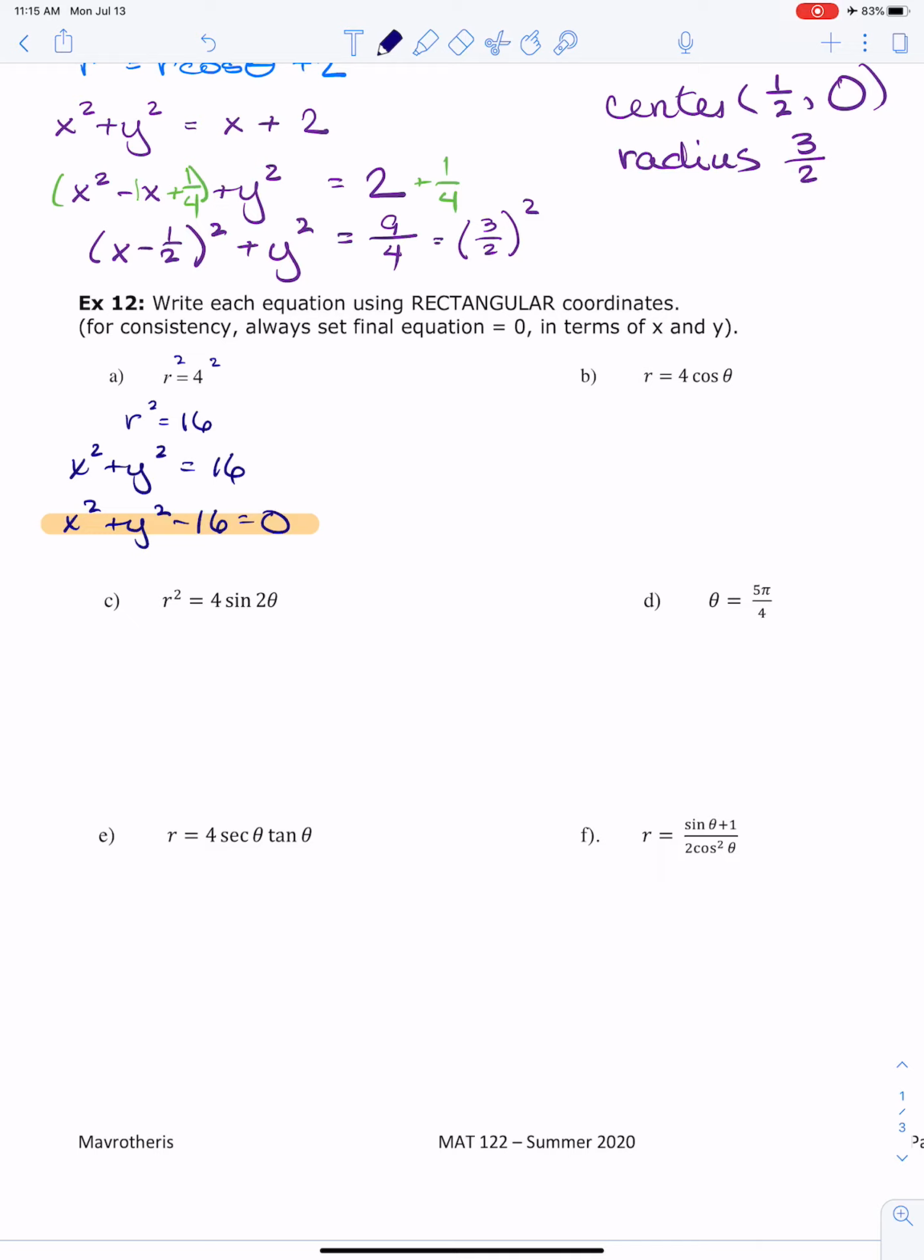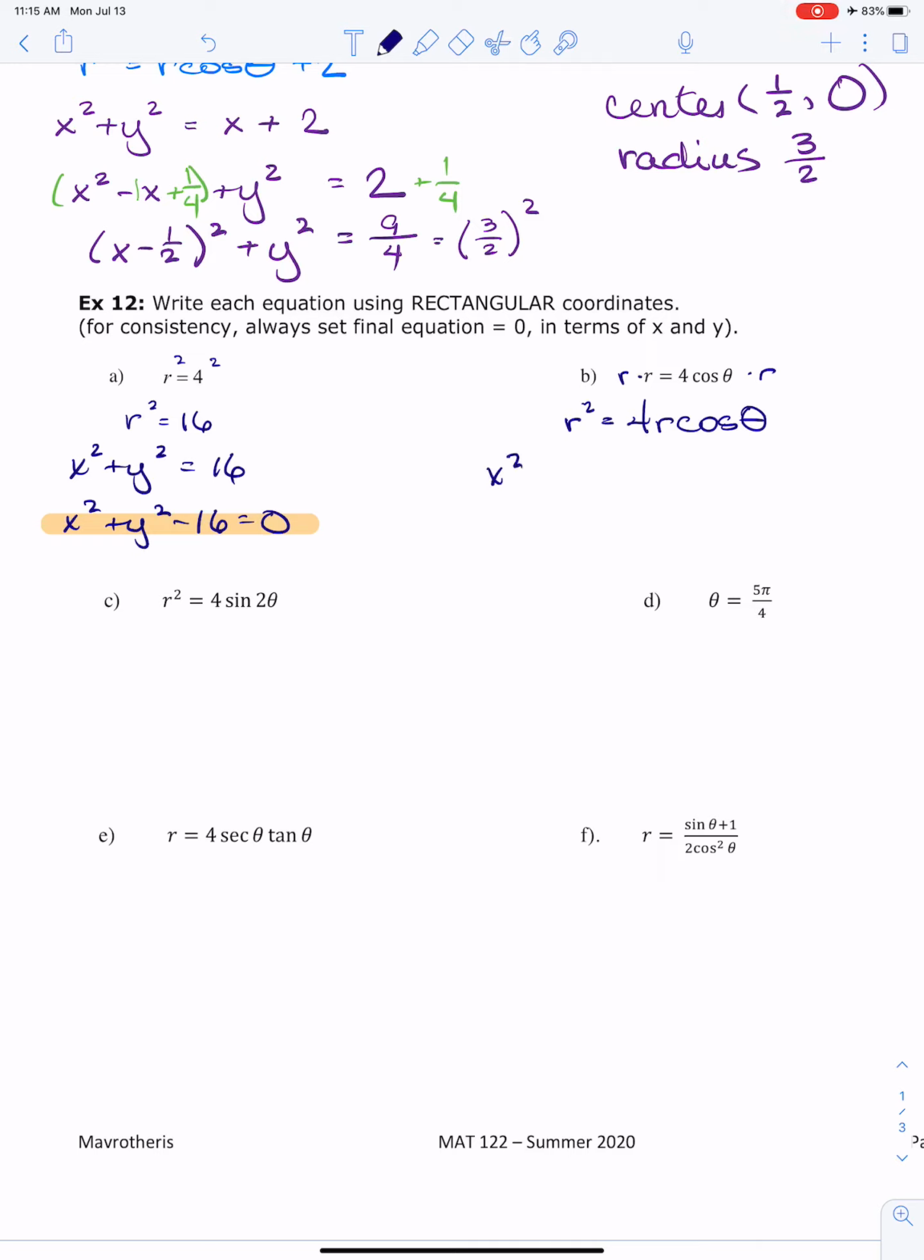Okay, B: r equals 4 cosine theta. A lot of times we see that cosine theta, we automatically want to make that x or y. I can't rewrite that as x unless it's got an r in front of it. So in A, we made r squared on the left side by squaring both sides. Here we're going to do it by multiplying both sides by r. And then I get r squared equals 4 r cosine theta.